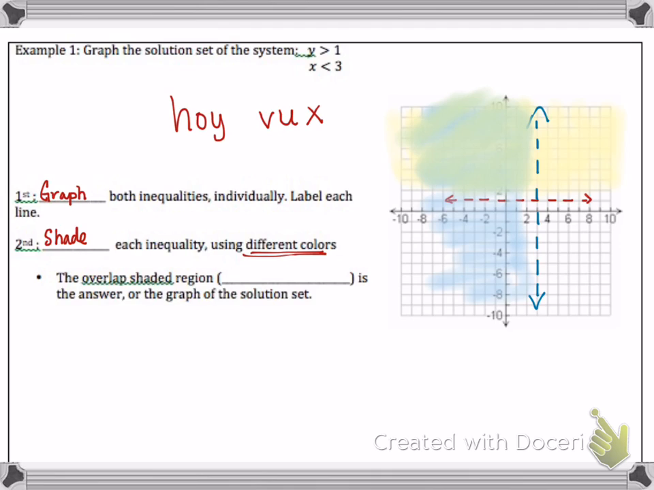And so it is the overlapping region, or the intersection of the shading, that is the answer, or the graph of the solution set. So the points that would fall within that green shaded region are the solutions to the system of inequalities.